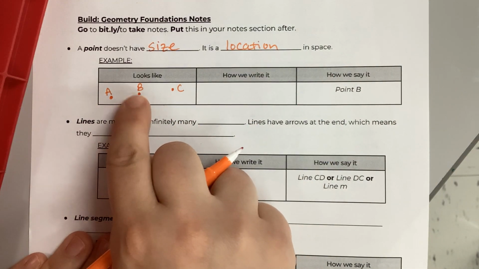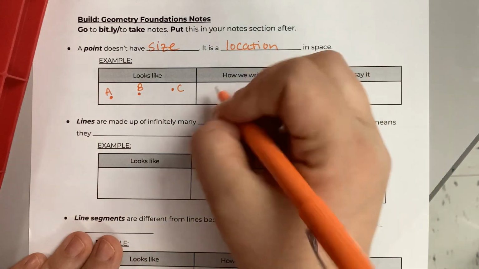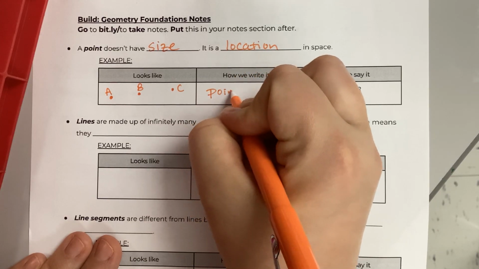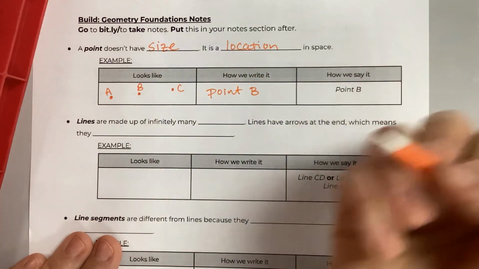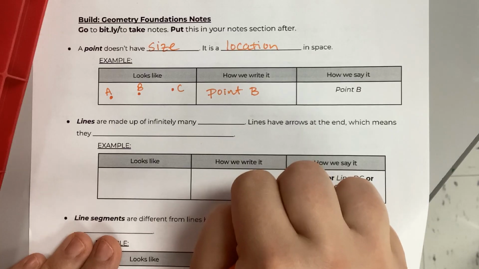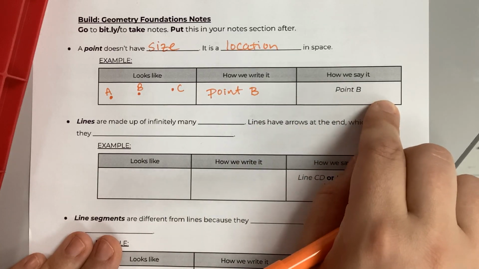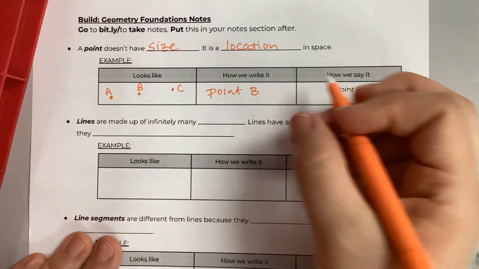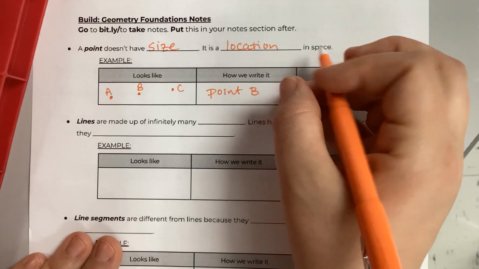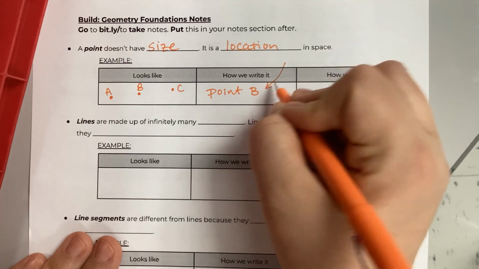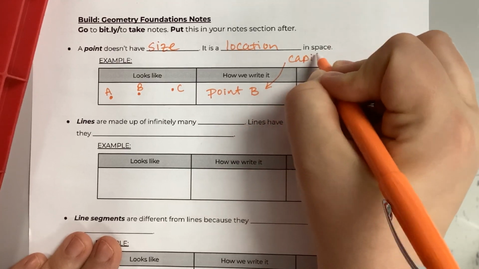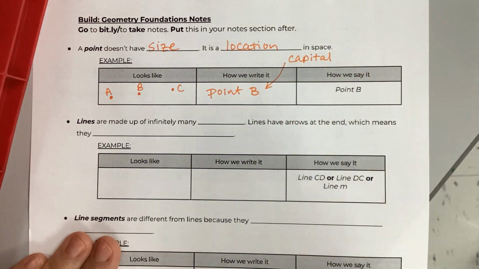Let's say we're talking about this point. This is called point B. And we would just write it exactly that way. It's not too exciting yet. Just point B. How we write it and how we would say it for this is the same. The thing we want to make sure of is when we're talking about points, we're using capital letters. Okay?